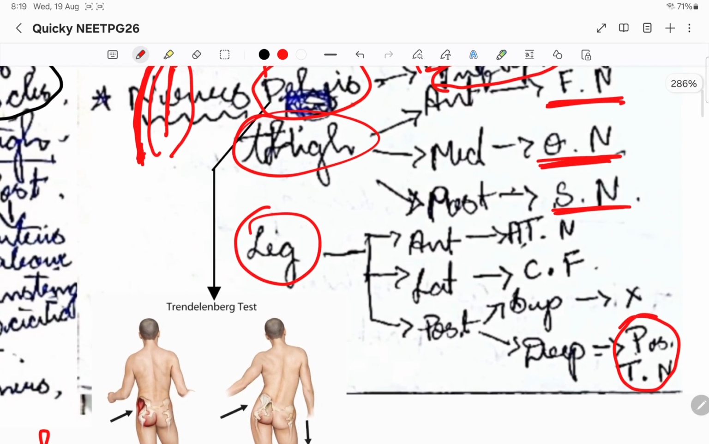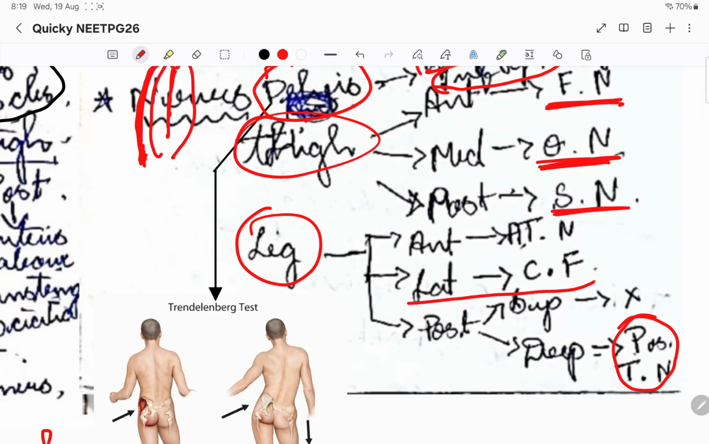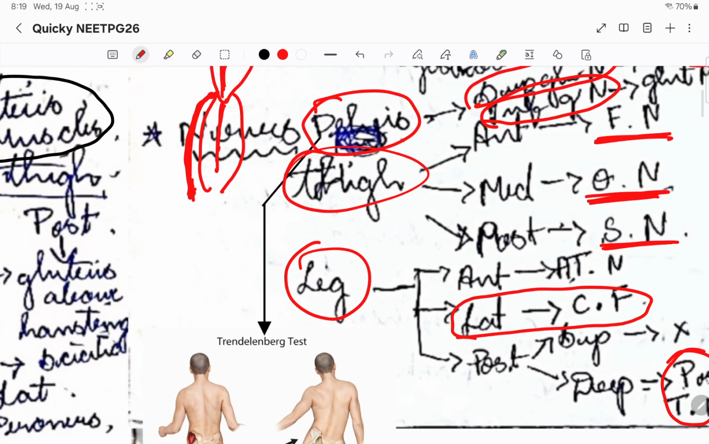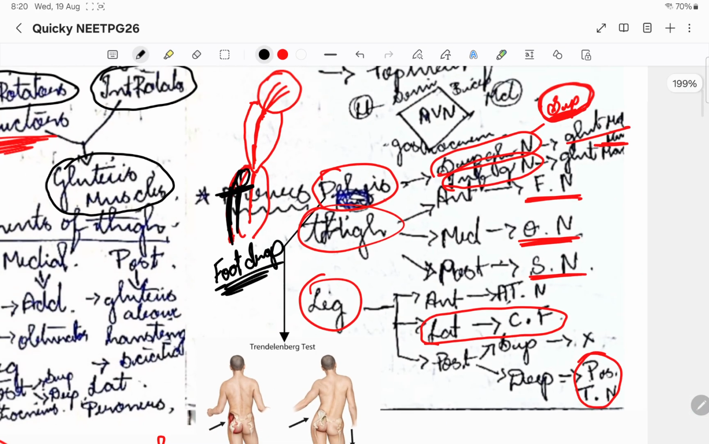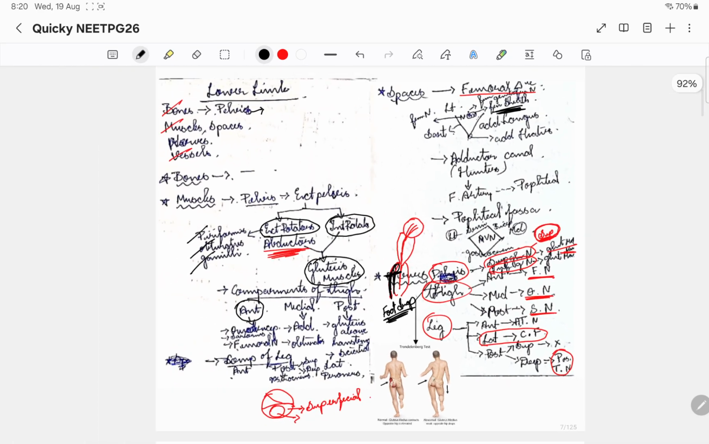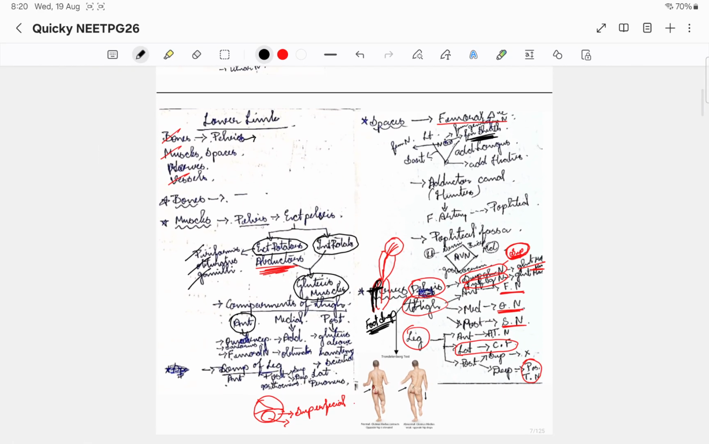The clinical importance is in the lateral compartment of the leg, that is the fibular nerve, right? Here the fibula was there. If there is a fracture of the fibula exactly at the neck, this common peroneal nerve might get affected and there is foot drop. We'll discuss more about this in orthopedics, but for now just remember the clinical significance of this nerve and the compartments. That's it, guys. That's it for your lower limb. Thank you.